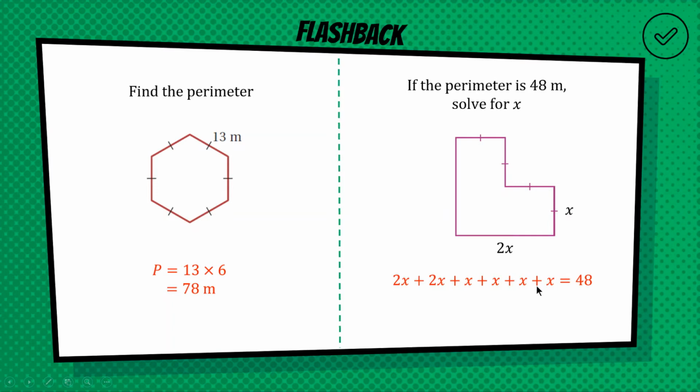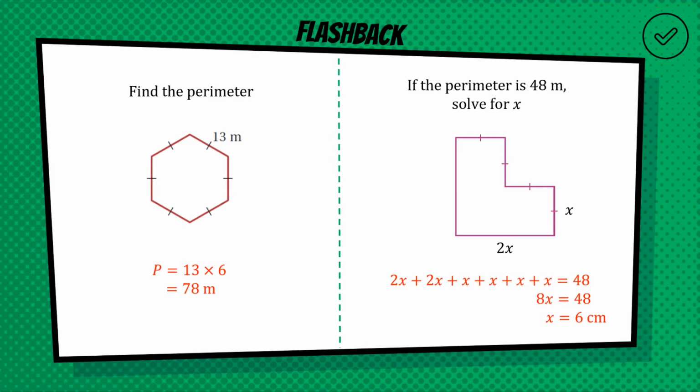So on the left, we can simplify because we've got 2, 4, 5, 6, 7, 8 x's. So we'll write as 8 x's. And now we ask ourselves 8 lots of what gives us 48. If you go to your times tables, you know the answer is 6. And so x is equal to 6 centimeters. Okay?